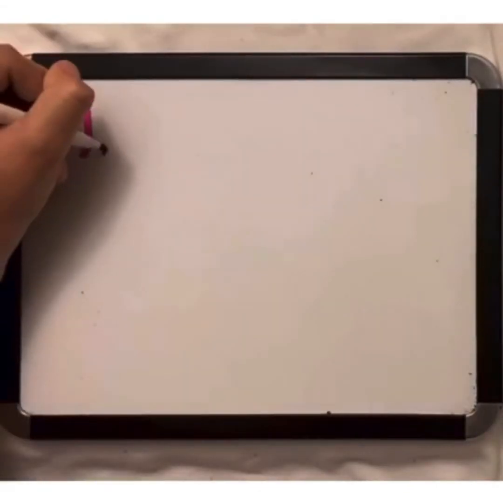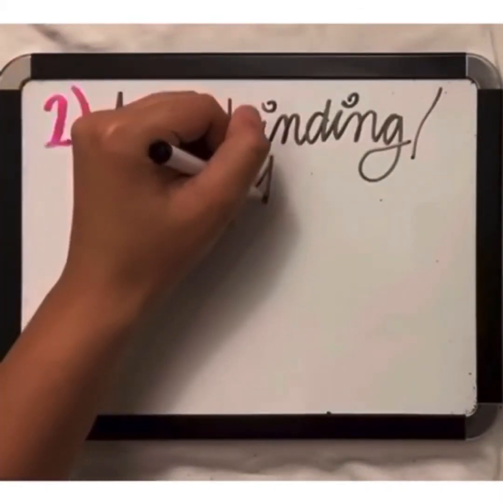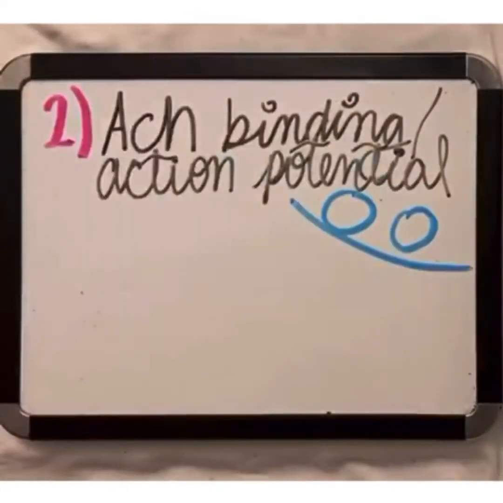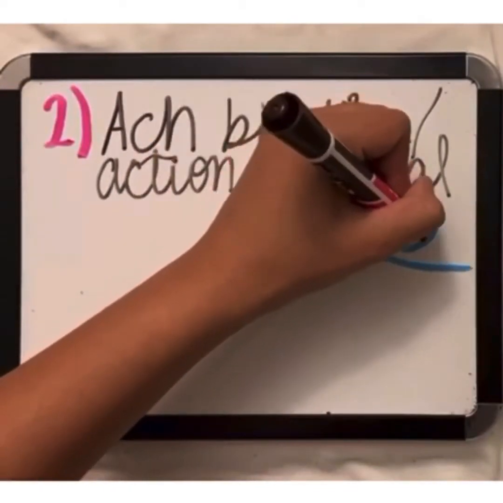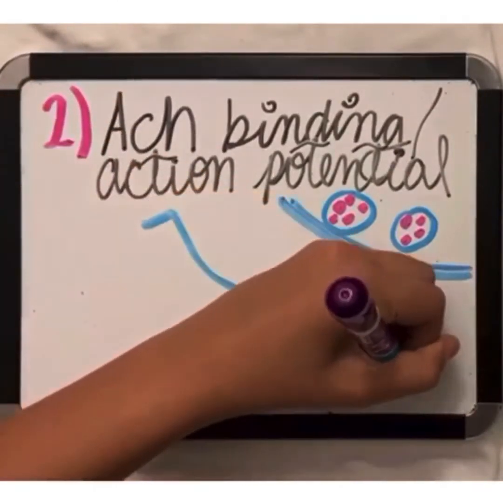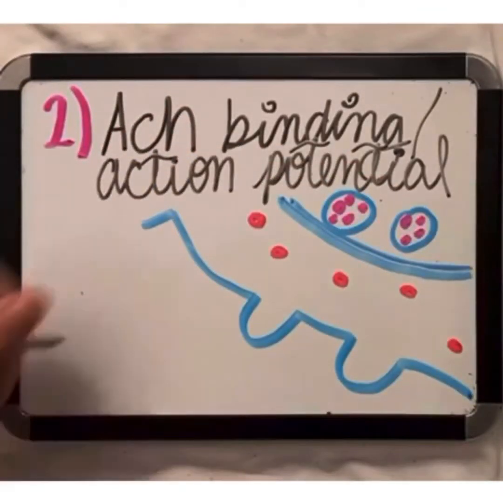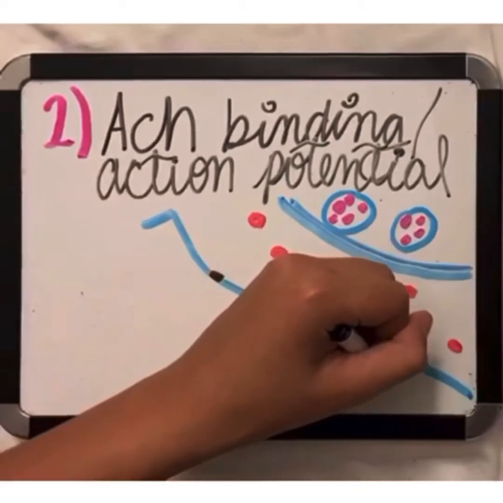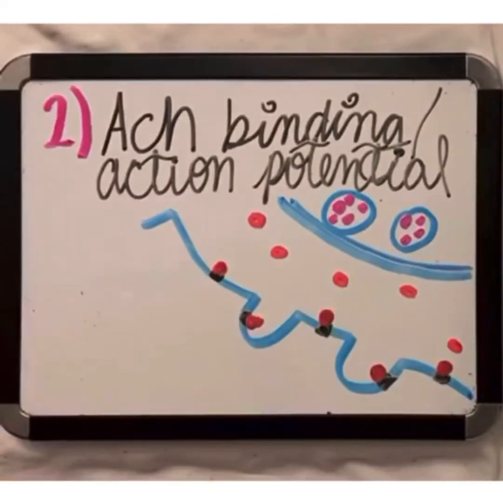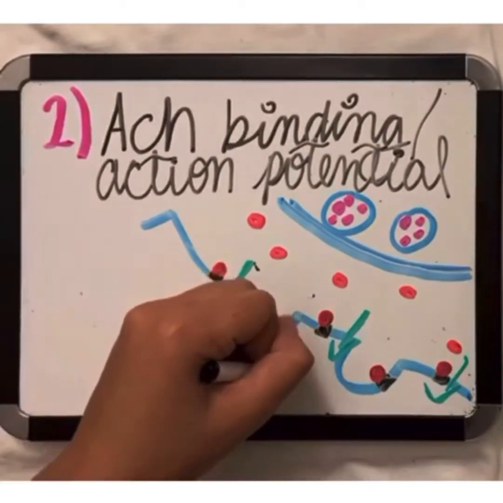In step 2, we have ACH binding and the beginning of action potential. ACH binds to its receptors on the muscle fiber, generating action potential. We have here the ACH in the motor neuron. Then we have the muscle fiber. We have ACH traveling in the synaptic cleft, the receptors where ACH is going to be binding, the way that we see here. Then we have the ions, these ones.